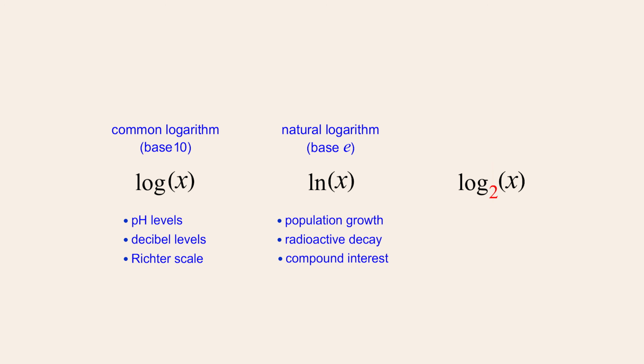Base 2 logarithms, referred to as binary logarithms, often appear in computer science. Binary logarithms are used to determine the number of ones and zeros needed to represent a number and to analyze computer algorithms such as binary search, where the search time required is proportional to the binary logarithm of the input size.